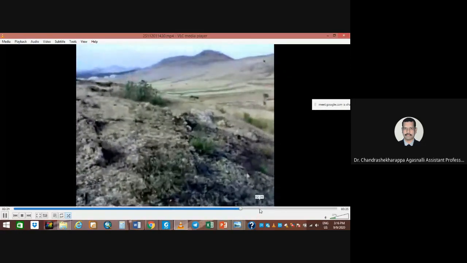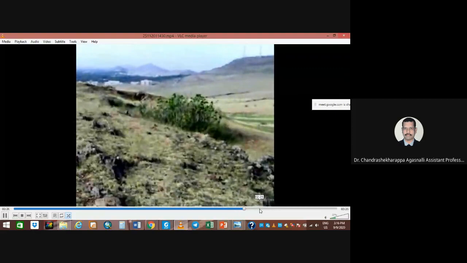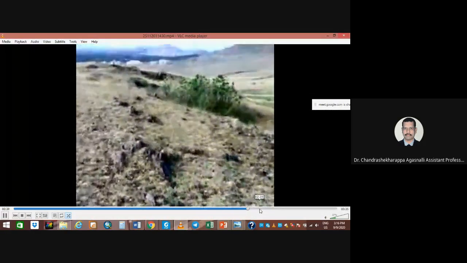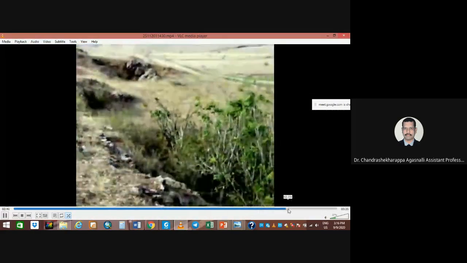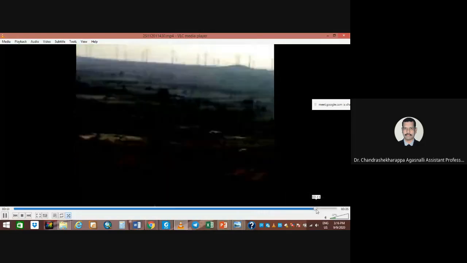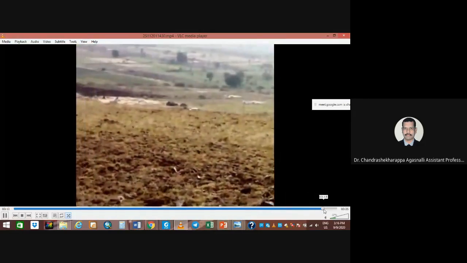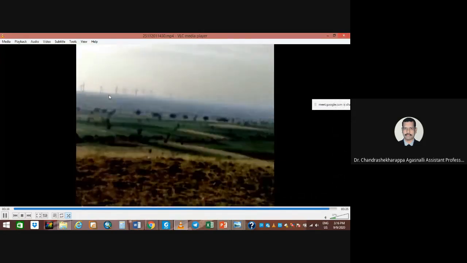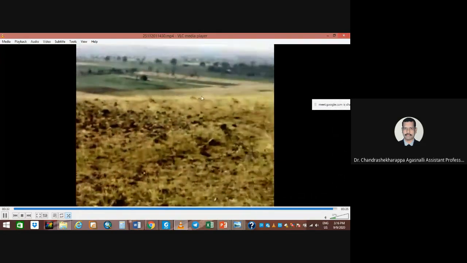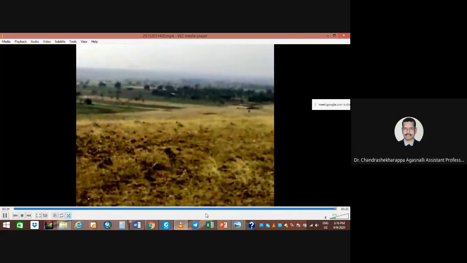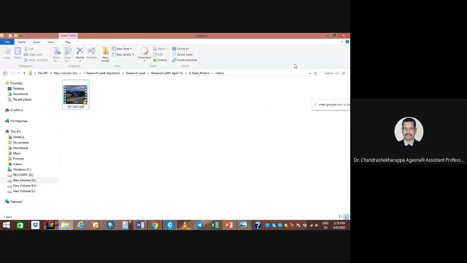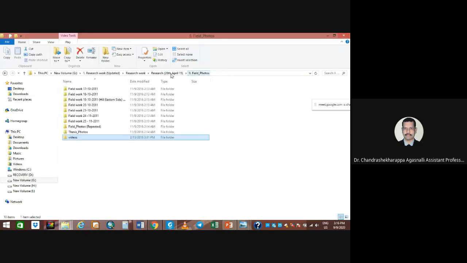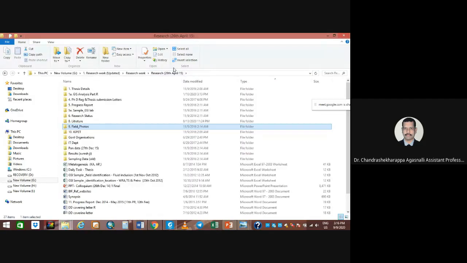It's very windy there. Down below the hill there are a lot of windmills near Gadag. Here you can see these things, right? This is how you can see the gold field there, and how the quartz veins are very, very important for gold mineralization.